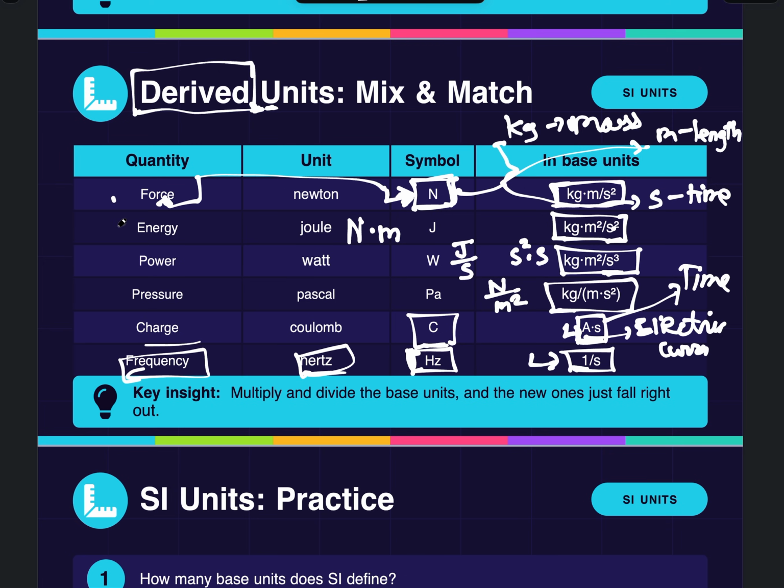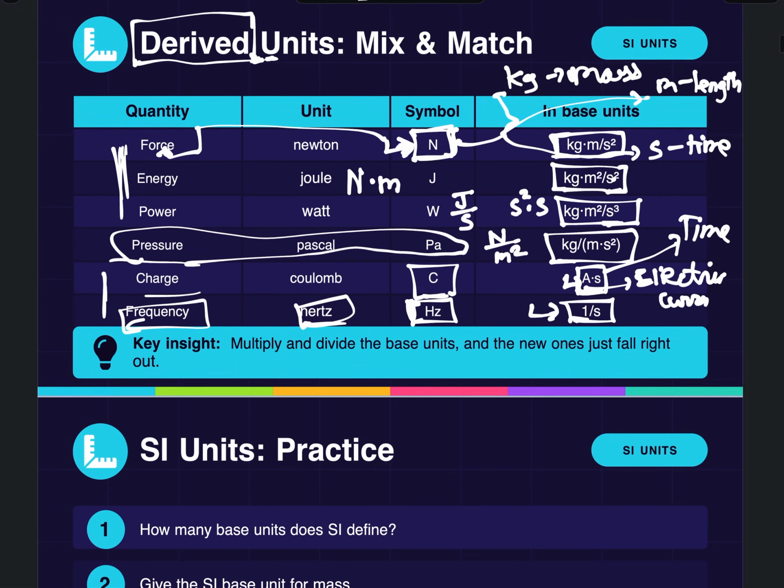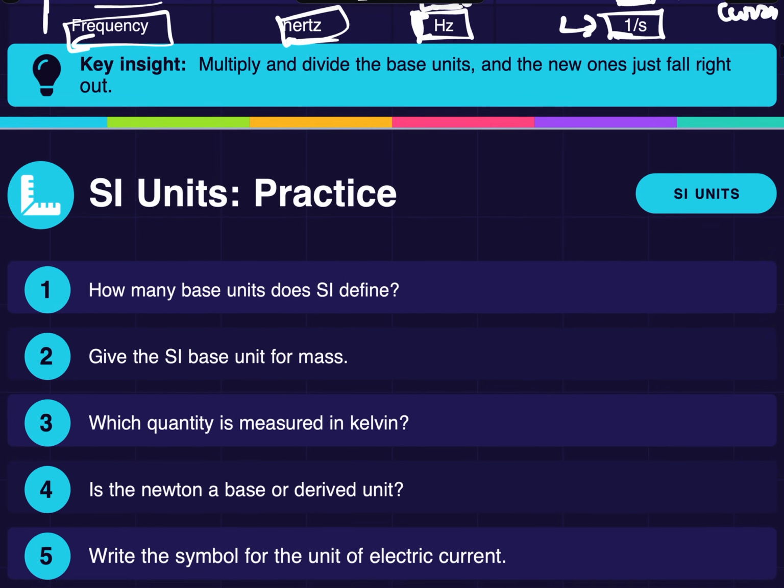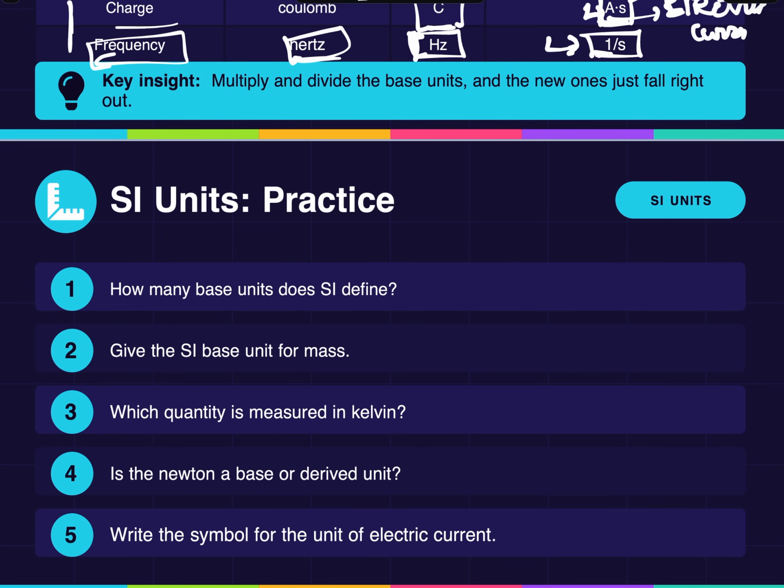So I would say these are the main ones you want to focus on. Force, energy, power, charge, and frequency. These come up the most often. Pressure, pascals, they do come up often, but not in the course that I'm going to be going over. So let's go over some practice questions together, right? How many base units does SI define? Well, I said we only use 5 units, but we actually use 7 units, right? The 7 units are the basis for everything, but 5 units are the most commonly used.